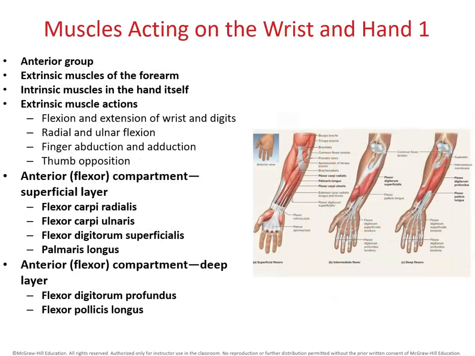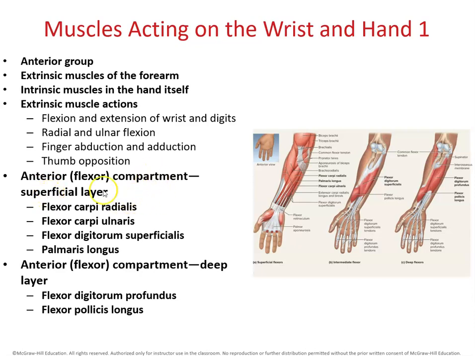All right, so now we're talking about the wrist and the hand. So we have extrinsic muscles and then intrinsic muscles. So extrinsic muscles are muscles that extend into the forearm. Intrinsic muscles are muscles that are contained in the hand themselves. The extrinsic muscles have actions that allow the wrist to extend and flex and allow the radial and ulnar flexion actions to happen. They also allow finger abduction and adduction, spreading apart your fingers and bringing them together, and also your thumb moving away from your fingers and back.